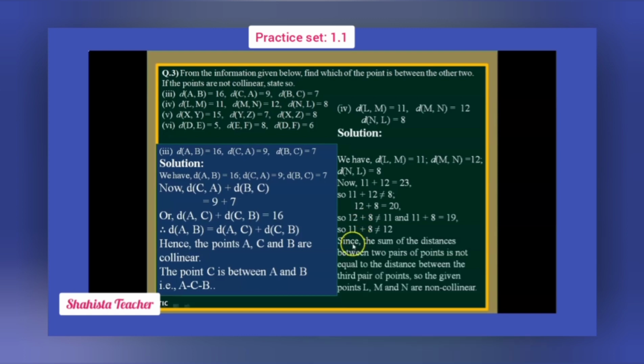So we will write here the statement: since the sum of the distance between two pairs of points is not equal, that means LM plus MN is not equal to NL, and MN plus NL is not equal to LM. So the distance between the third pair of points is not equal, so the points L, M and N are not collinear points. So students, in this way we finish sub-question 4.